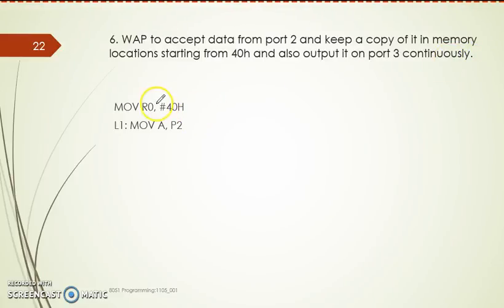So load the starting address to R0, read the value of port 2 to accumulator, store it at 40H, store a copy of it at port 3, increment R0 to point to the next location, and simply jump back to L1. So this keeps on repeating.